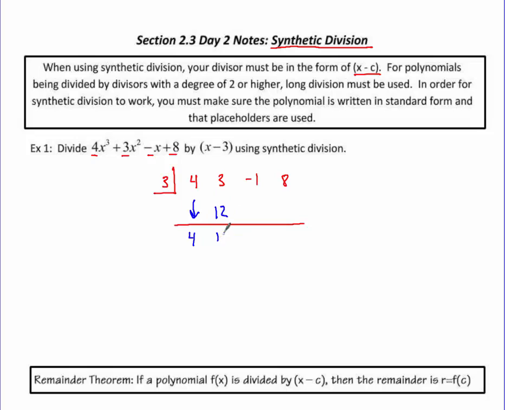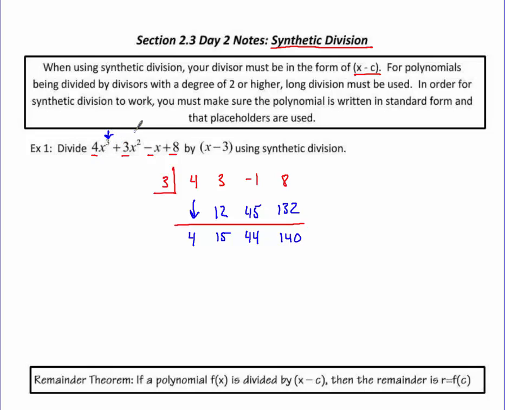3 plus 12, 15. Same thing again now. Multiply. 3 times 15, 45. Add straight down. Negative 1 plus 45, 44. Multiply again. 3 times 44 is 132. Add straight down, 140. Now, our original polynomial was a degree 3.